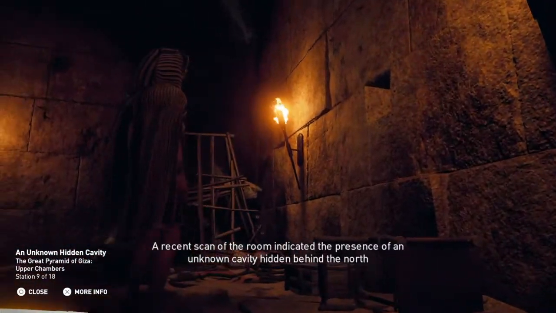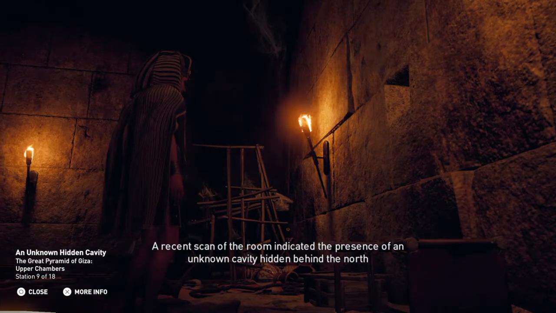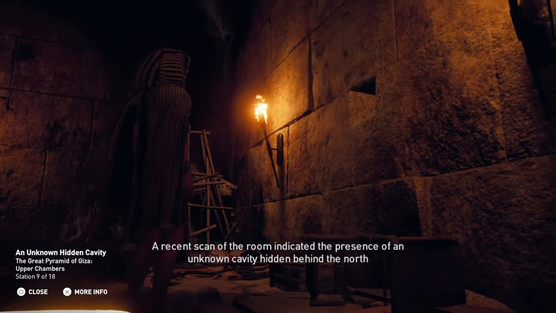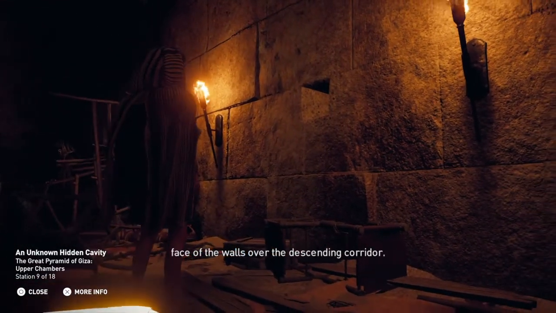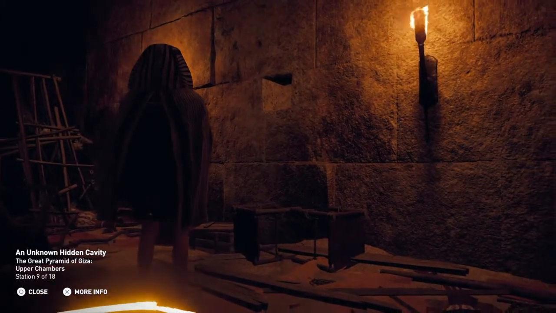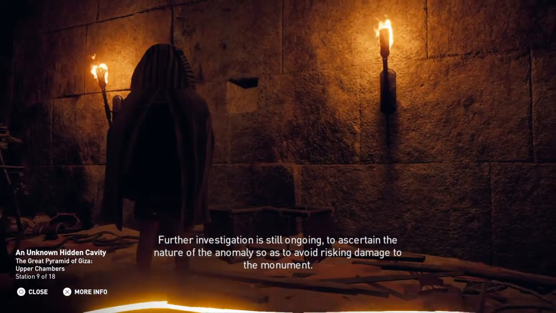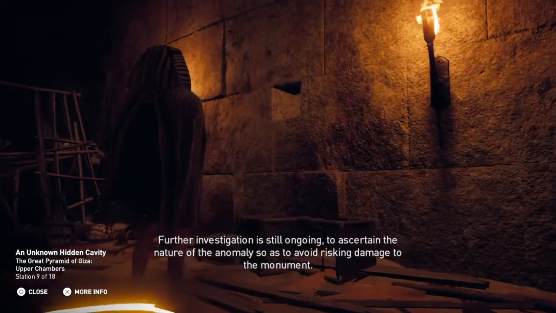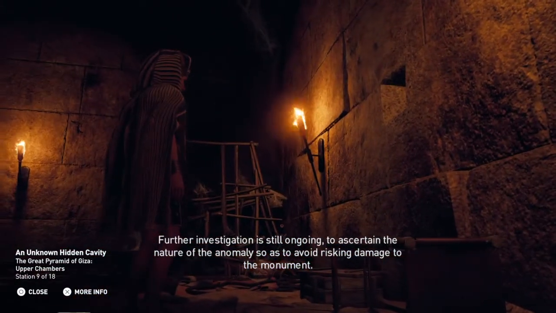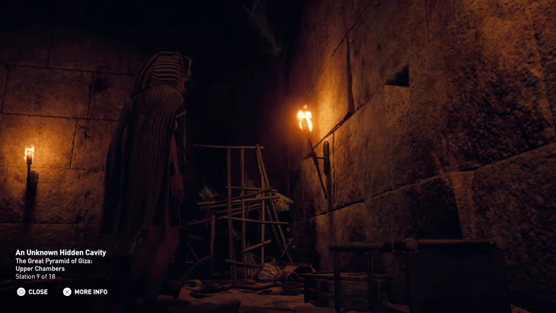A recent scan of the room indicated the presence of an unknown cavity hidden behind the north face of the walls over the descending corridor. Further investigation is still ongoing to ascertain the nature of the anomaly so as to avoid risking damage to the monument.